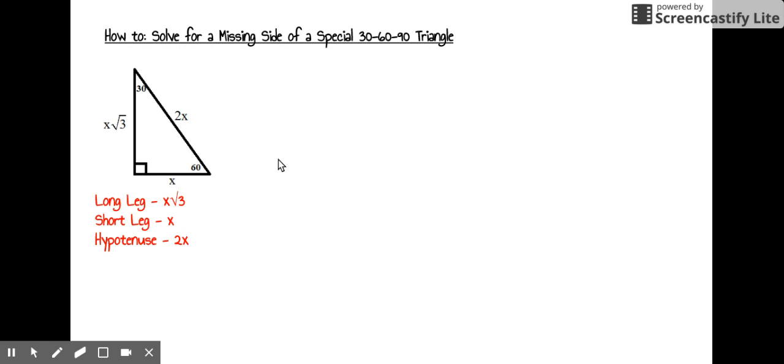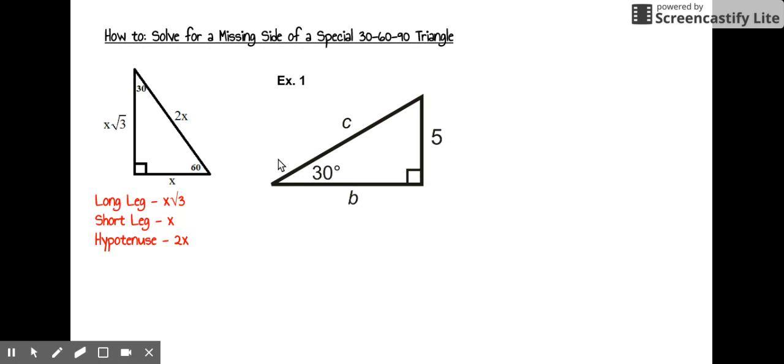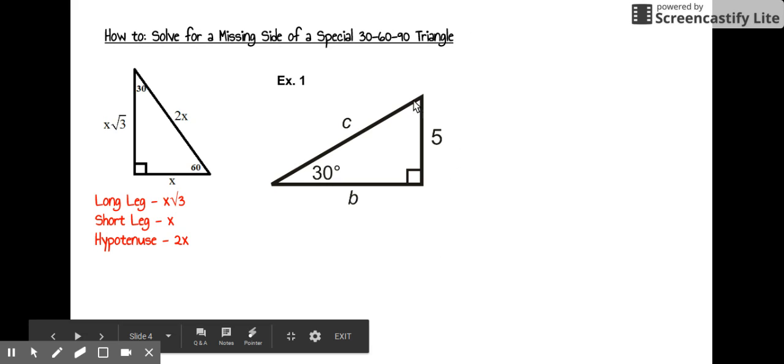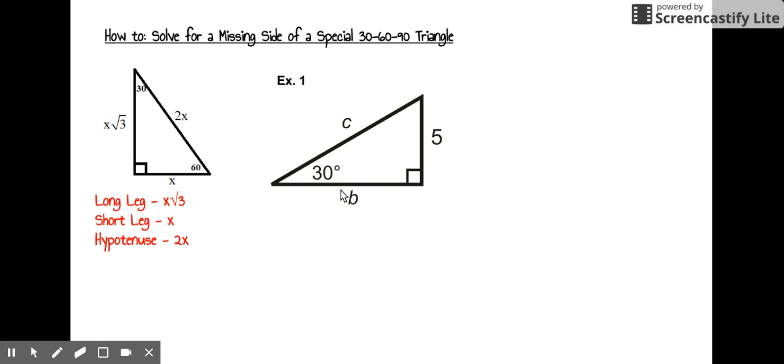So let's try using these rules in a problem. Here is example 1. We have that the shorter leg is 5, and we're looking for the longer leg, b, and the hypotenuse, c. So we're looking at 5 as x, b is x radical 3, and c is 2x, which is our next step. We want to label the sides.